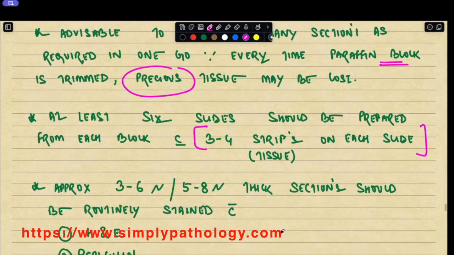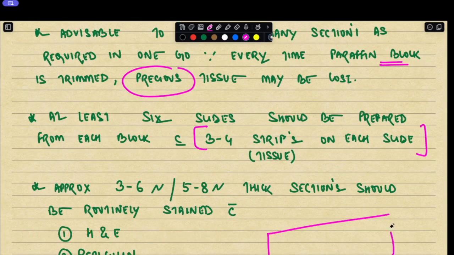So every slide should have at least 3 to 4 tissue strips, and you should have at least 6 such slides. In the first go only, you should cut many slides, because every time you take sections from the block, you are trimming the tissue. If you take all the sections in one go, the amount of tissue lost in trimming is less.